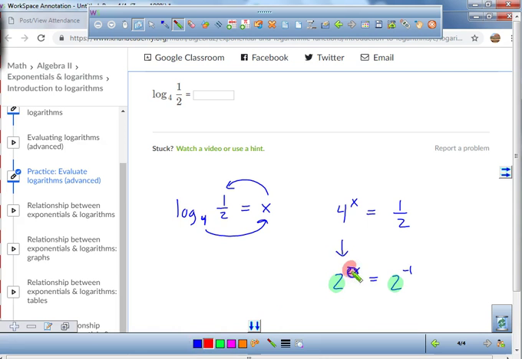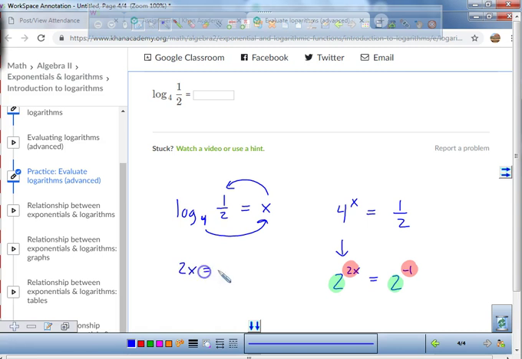So what are we allowed to set equal to each other? 2x is equal to negative 1. So I'm going to write that down. 2x equals negative 1. Divide that by 2. Divide that by 2. Those cancel out. What's x have to equal? Negative 1/2. And voila. You are done.